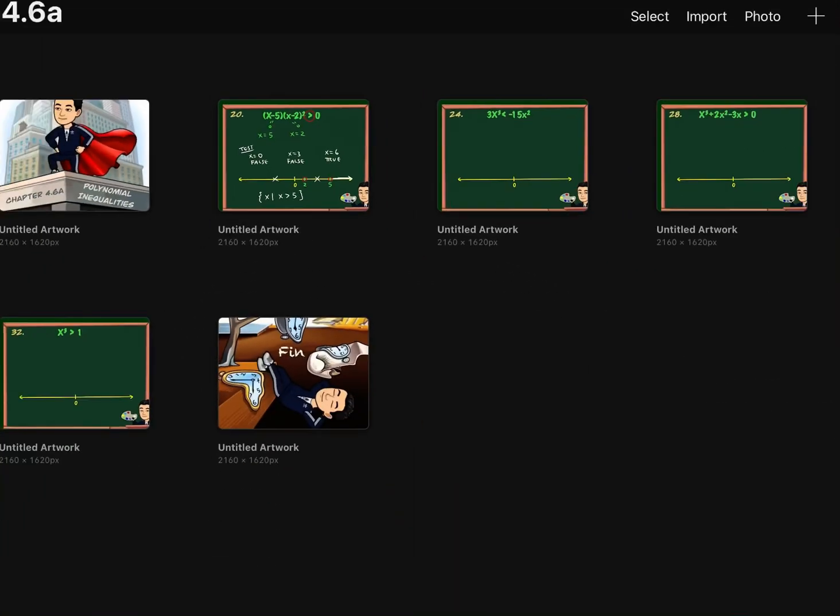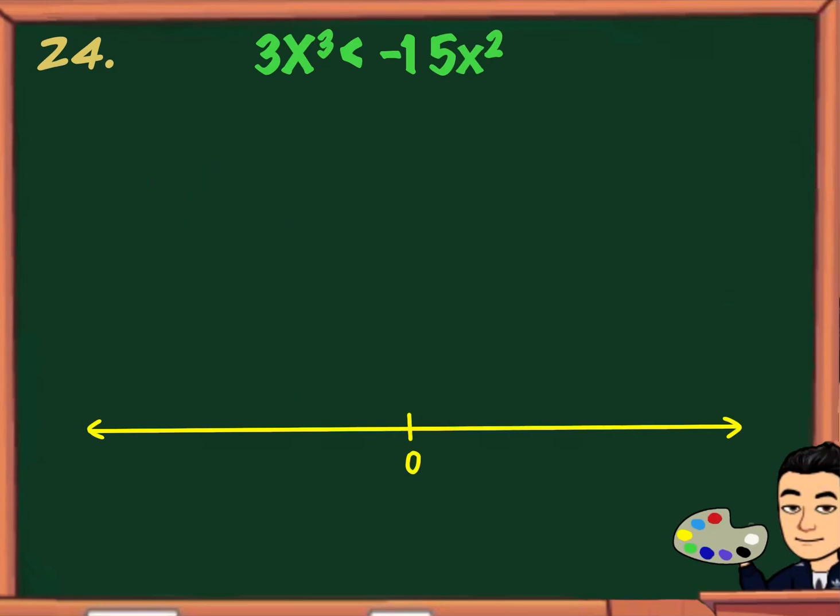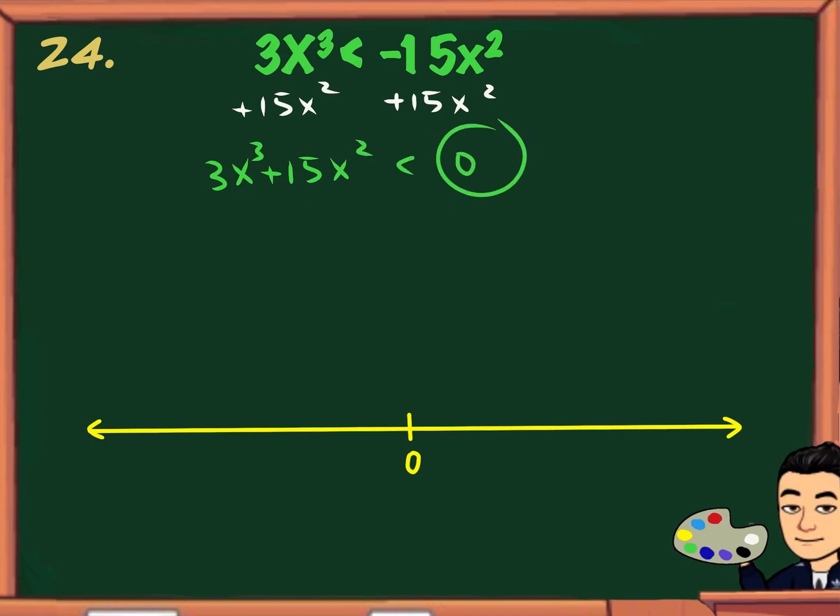All right, so this is number 24. What you need to do first is go ahead and add 15x squared on both sides. This is going to give you 3x cubed plus 15x squared is less than 0. So look at this, I got one side that's 0. Next thing you want to do is make sure that this side is in factor form. So I'm going to factor out the 3x squared, and that gives you 3x squared times x plus 5 less than 0.